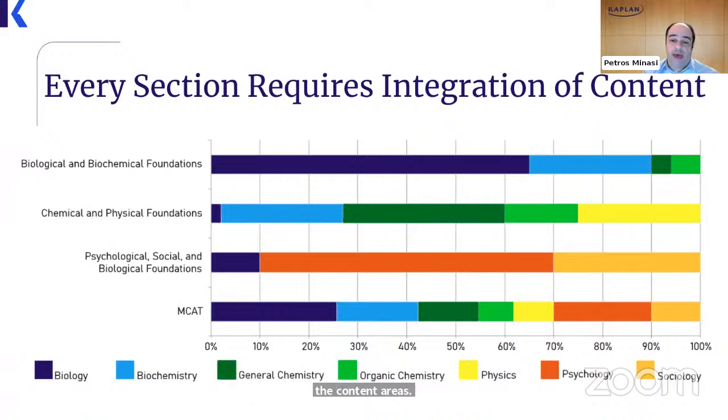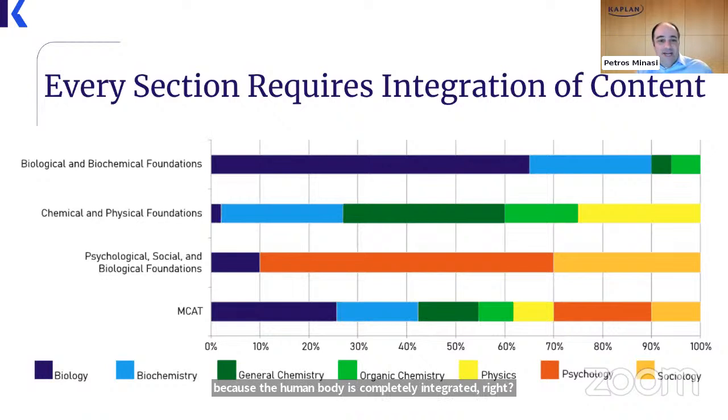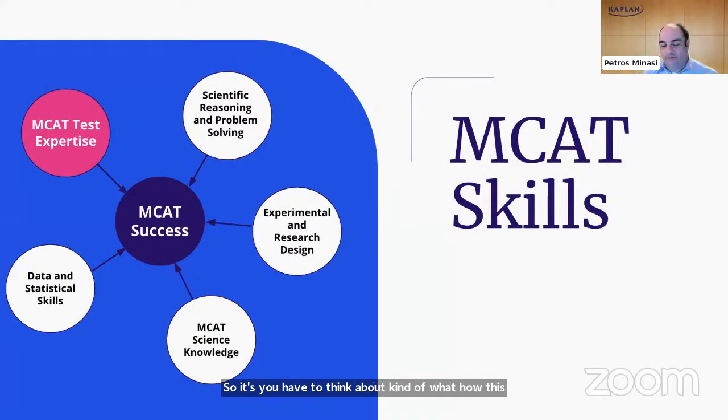So much so that there are lots of colors on this screen. In the chemical and physical foundations section, you're being tested on biochemistry, general chemistry, organic chemistry, and physics. You have all these topics. And this is very relevant to the career you're about to have, because the human body is completely integrated. The digestive system doesn't operate on its own. It's operating to extract fuel that your body can then utilize to help your brain function. So you have to think about how this relates to what your future is going to look like at the end of the day.